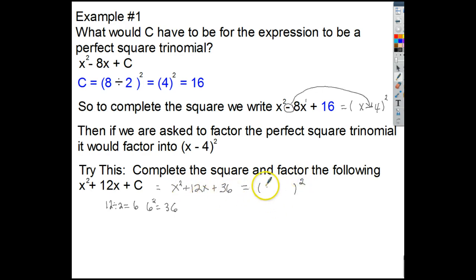Okay, so we know it's going to be x up front always. And then this is the sign that goes between the two terms, and it's just exactly half of this, or the number that we squared over here. And if you take x plus 6 and square it, you get x squared plus 12x plus 36.